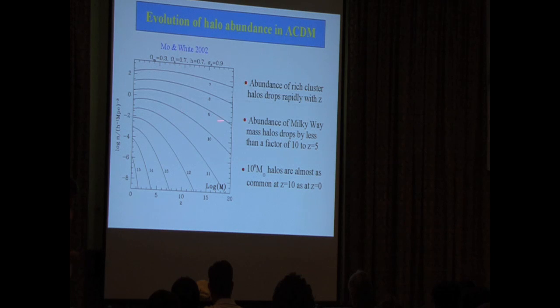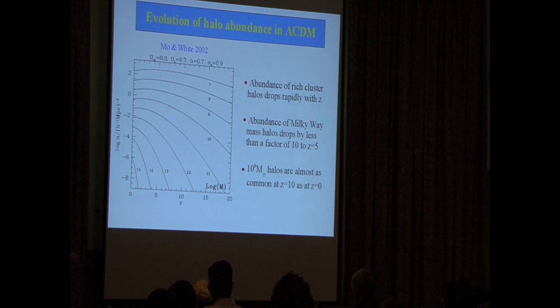That's lucky, but well, it's not lucky. We set it up that way, right? That's how we chose the formula. The abundance of things of 10 to the 15 solar masses, 10 to the minus 6. That's where the rich clusters are. Things of 10 to the 7 solar masses are about 4 orders of magnitude more abundant than the Milky Way's halo. Now look how these things evolve with redshift.